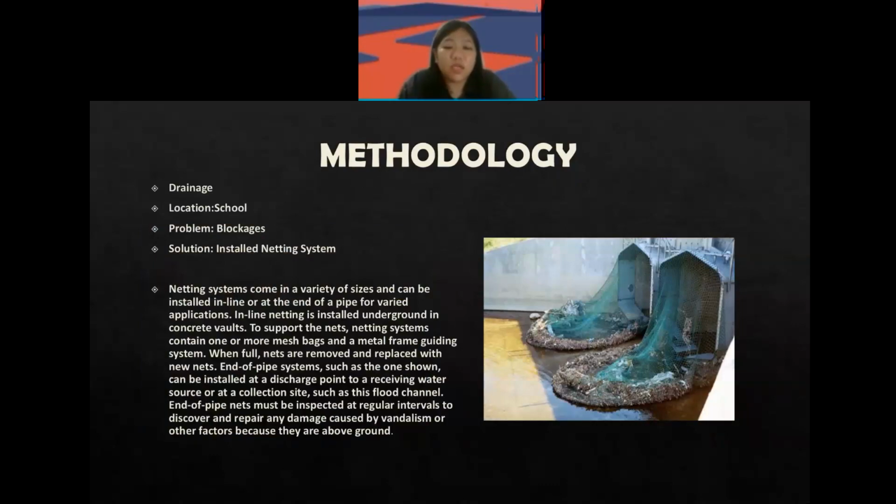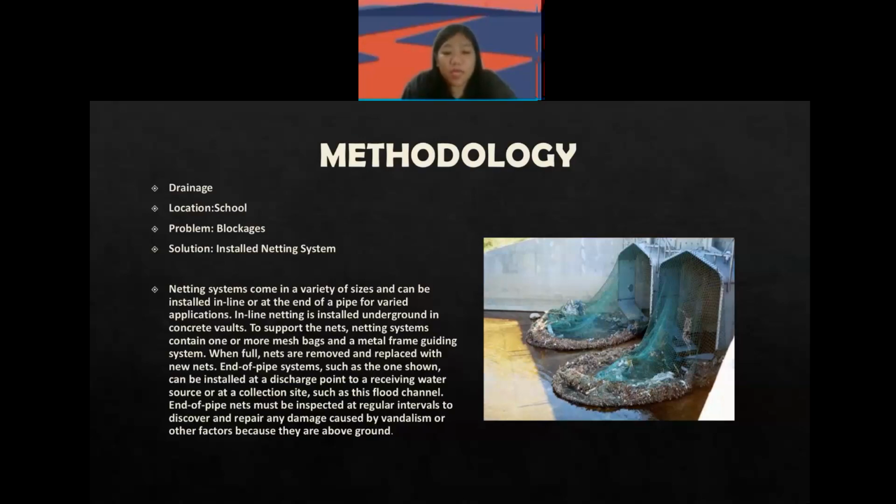Okay, the second problem is drainage, where the main problem is blockage. The solution is that we install a netting system. This is an example of a netting system. The figure shows netting systems come in a variety of sizes and can be installed in line or at the end of a pipe for varied applications. To support the nets, the netting system contains one or more mesh bags and a metal frame guiding system.